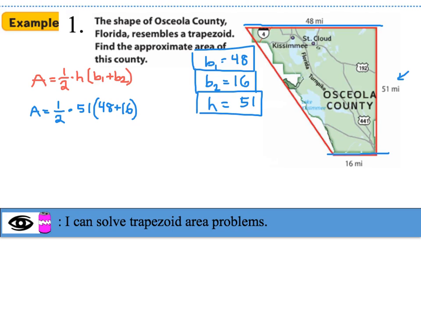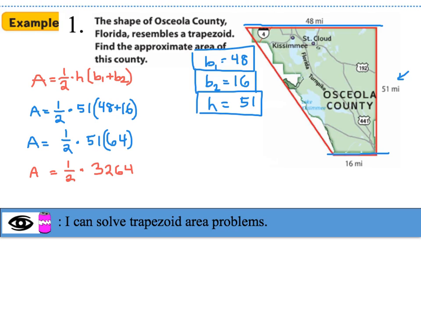Now we can use the order of operations to solve this problem. Let's work with the parentheses first. 48 plus 16 is equal to 64. Then I want to multiply that with the height, which is 51, and just drop down the rest of the problem, which is times 1/2. Let's multiply first. 51 times 64 is equal to 3,264. Then I have to multiply this by 1/2.